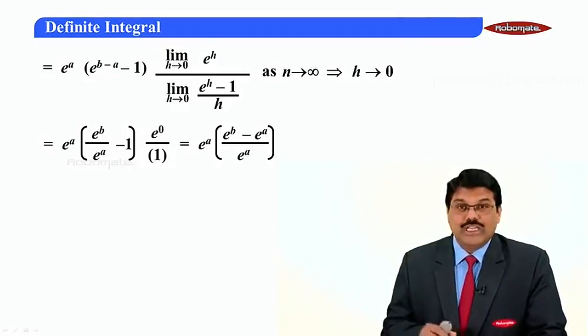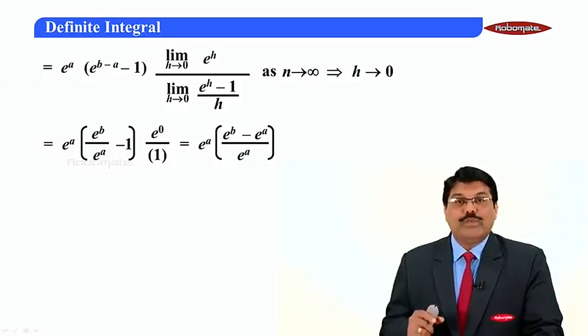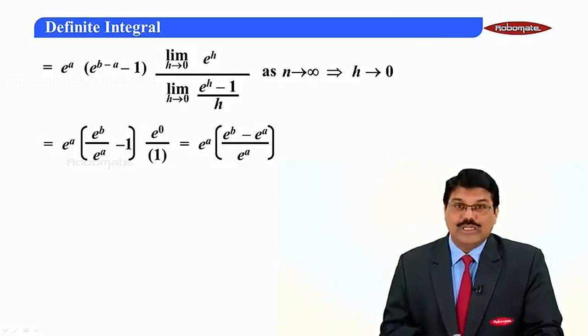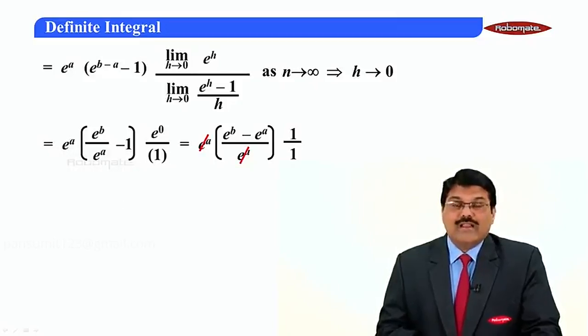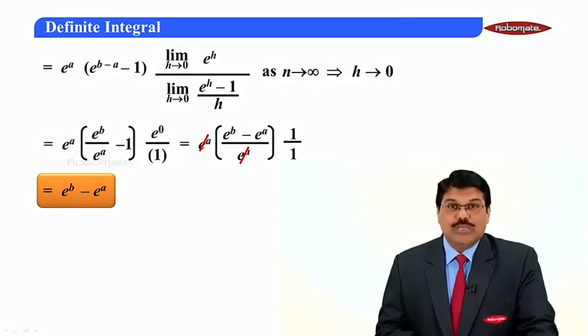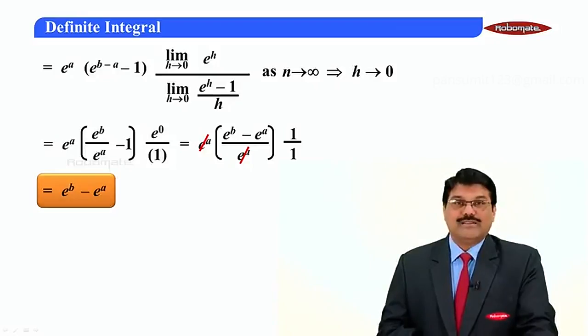And that is equal to e raised to a bracket e raised to b minus e raised to a upon e raised to a. So e raised to a will get cancelled, right? And the final answer will become e raised to b minus e raised to a, right?